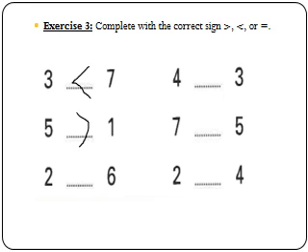4 and 3. Which number is the greater? 4. 7 and 5. 7 is greater than 5. 2 and 6. 6 is greater. And 2 and 4, 4 is greater.